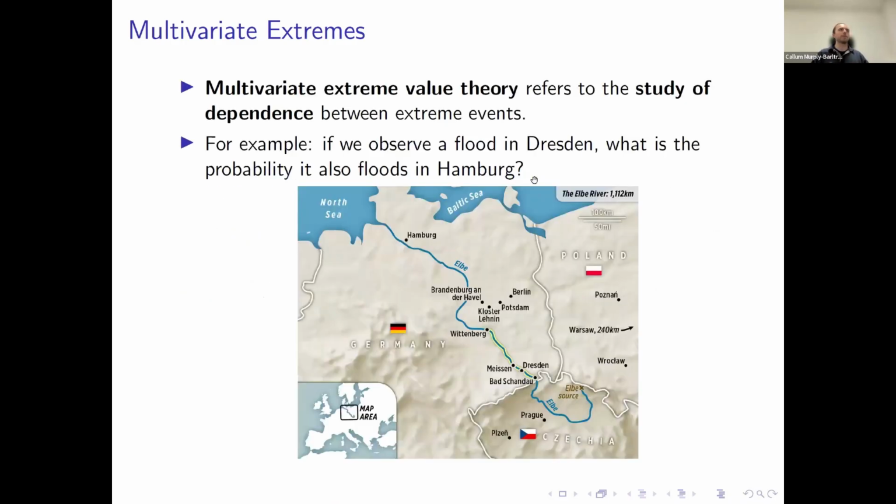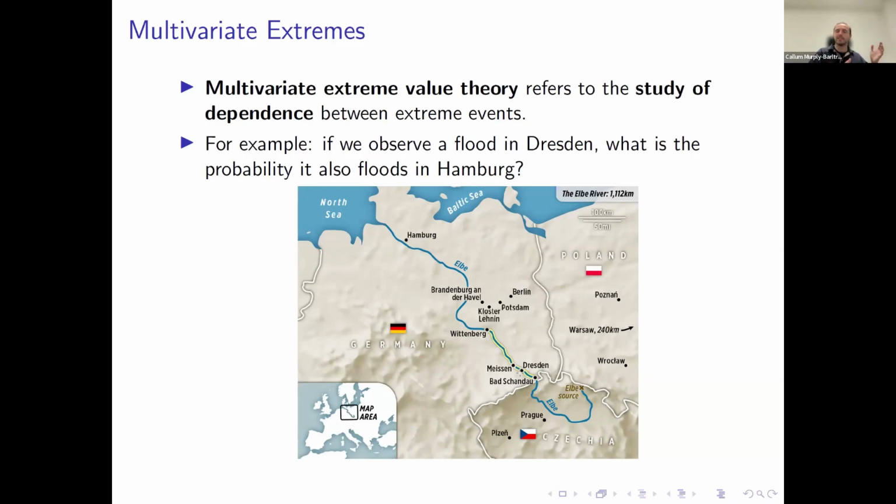So when we talk about multivariate extremes, or multivariate extreme value theory formally, what we really refer to is the study of dependence between extreme events. Here is an example: you've got the Elbe, which runs through Czechia, passing through Dresden, eventually reaching Hamburg and then the coast, the North Sea. One could pose the question: what's the probability it floods in Hamburg, given we had a flood in Dresden?